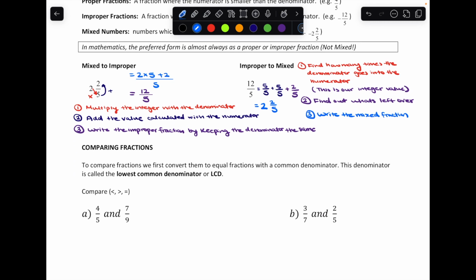And here we're going to finally look at comparing fractions. And so to compare fractions, we first convert them to equal fractions with a common denominator. This denominator is called the lowest common denominator, or LCD. So here, remember, these symbols represent less than, greater than, and equal.